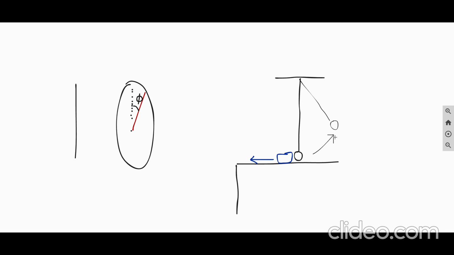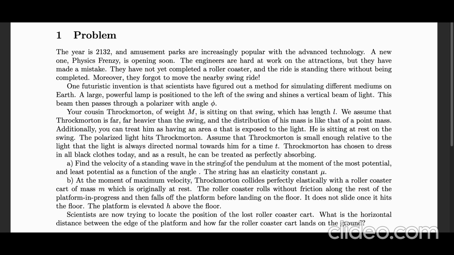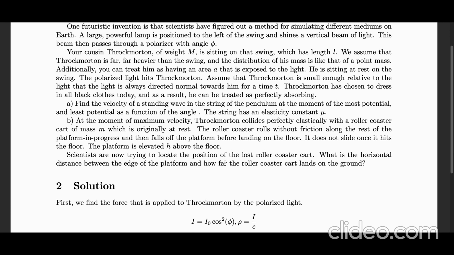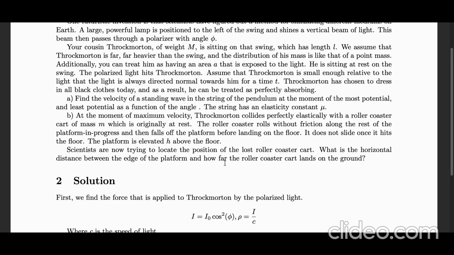And then as Throckmorton is coming back down at maximum velocity, he's going to hit this blue roller coaster car in a perfectly elastic collision. And the blue car is going to roll to the left and then eventually fall off of this platform. So that's our visual for this problem, and now we're going to get into how we can actually solve these two parts. So first, we want to find the force that is actually applied to Throckmorton by the polarized light.